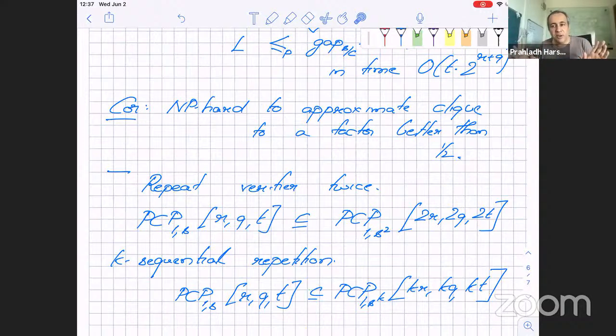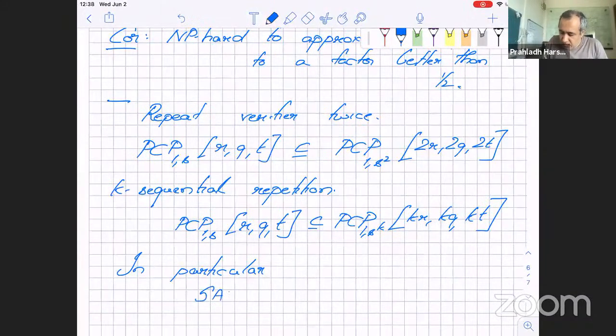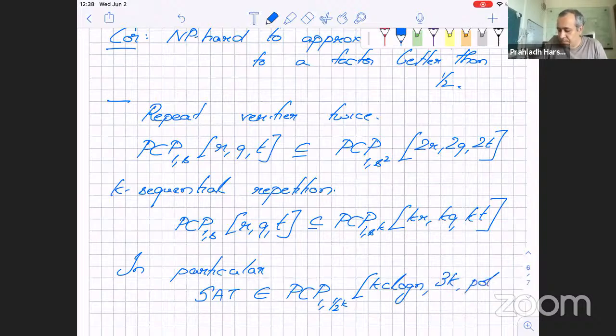So let's think of any constant k now. Any constant k, this will become half to the k, which is 1 over 2 to the k. So in particular, we have that SAT is in PCP 1 by 2 to the power k, kc log n, 3k, and some, this is once again poly.